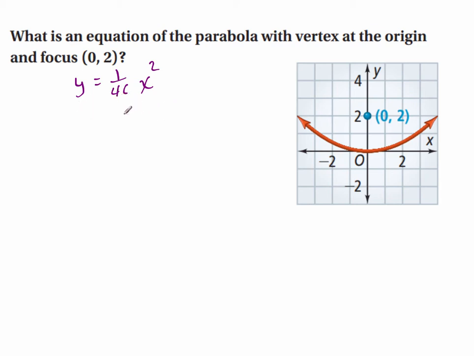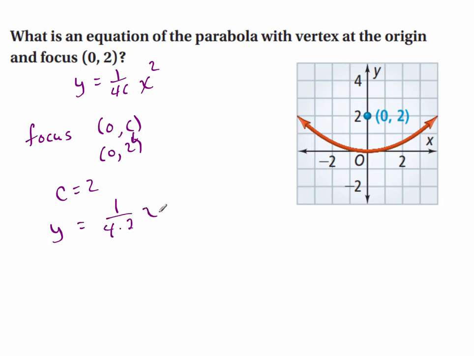Now, I know the focus is at (0, c), and I'm given the point (0, 2). So I know immediately that c is equal to 2. So the equation becomes y equals 1 over 4 times 2 x squared. So this becomes 1 over 8 x squared. The equation of this parabola is y equals 1/8 x squared.